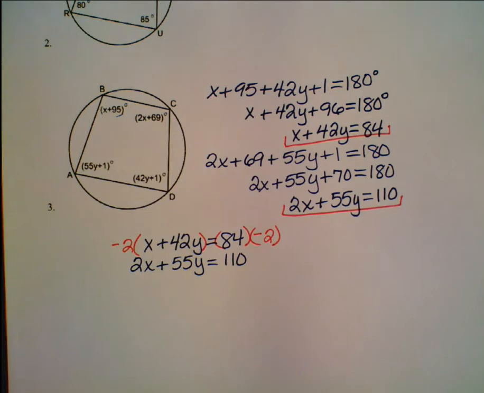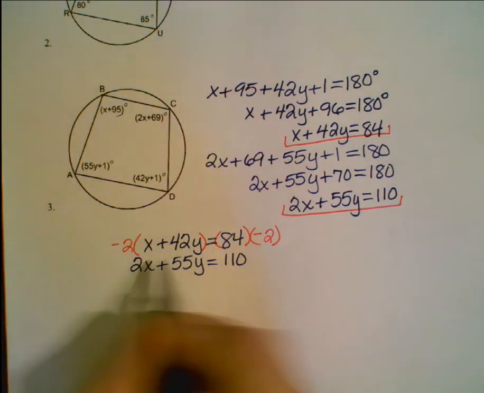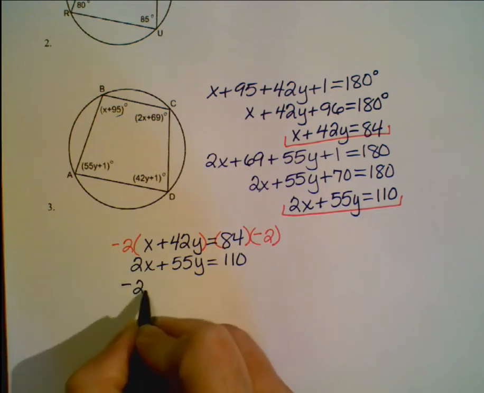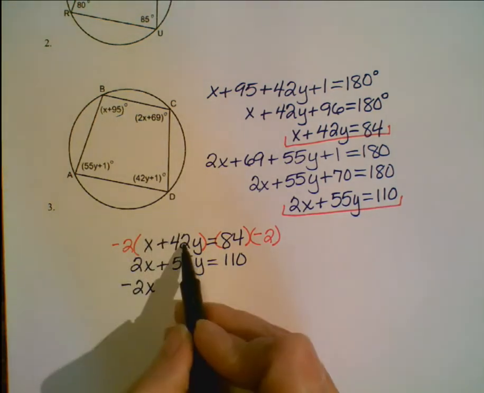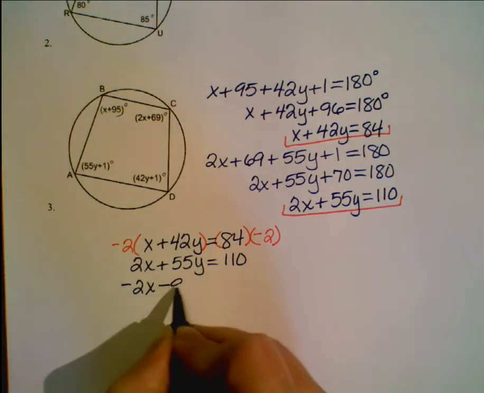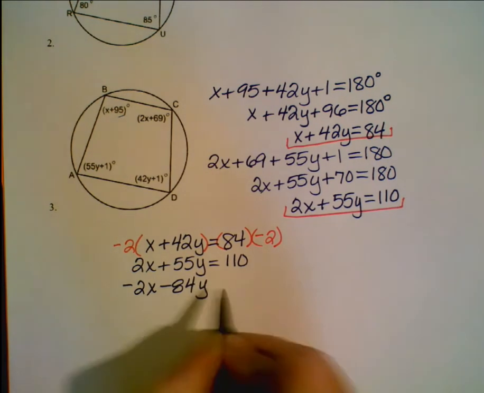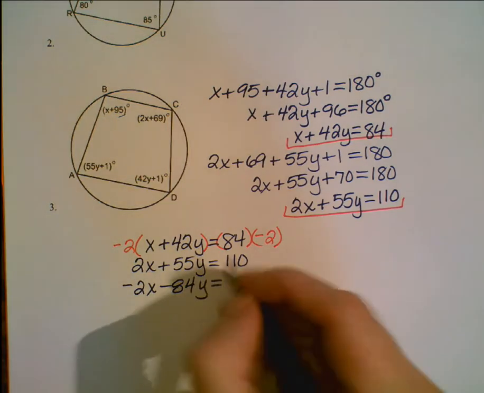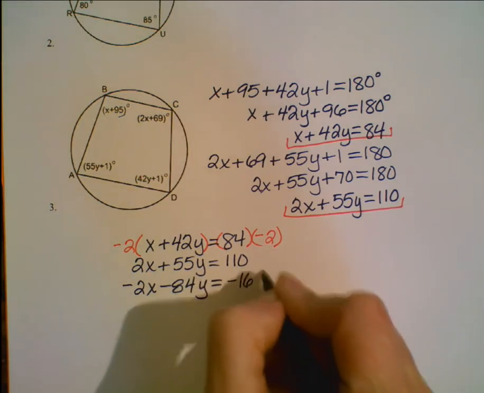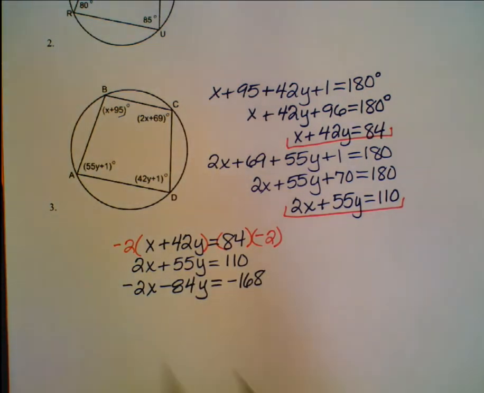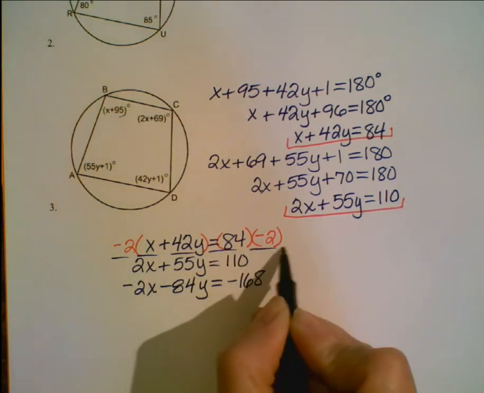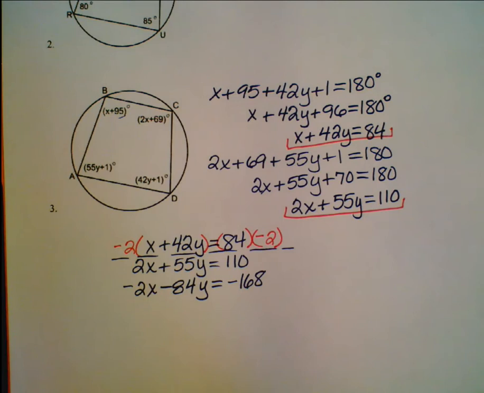Okay, so when I do that, I get an equation of, let's see, -2 times x, and I'm going to go ahead and write it below this one. -2 times 42 is a -84y equals 84 times -2 on the other side gives us a value of -168. Okay, so for now, I'm going to ignore this equation that I have up above. It was useful to me, but at this point, I no longer need it.